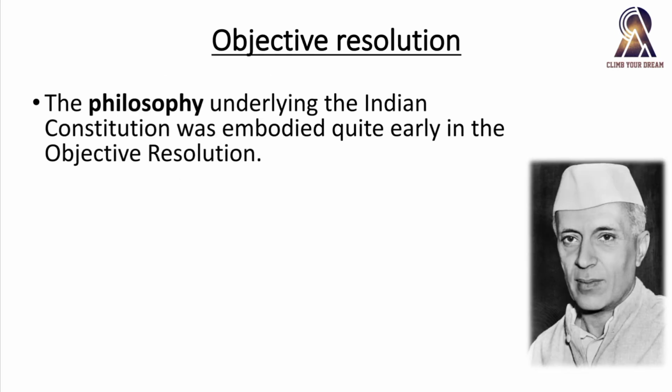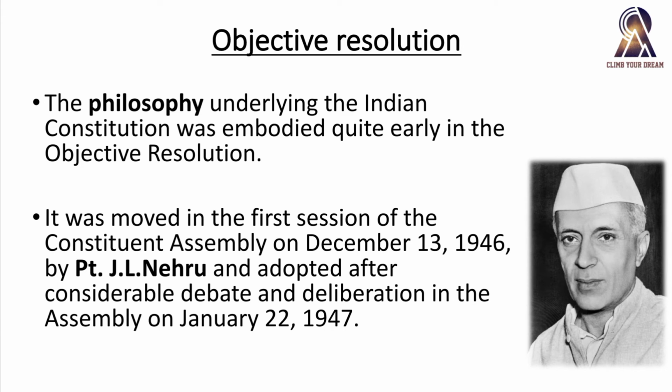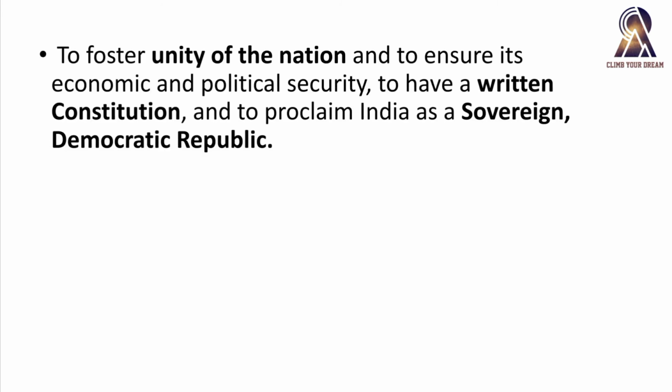The philosophical underlining of Indian Constitution was already set out by objective resolution. It was first moved in Constituent Assembly on December 13, 1946 by Pandit Jawaharlal Nehru, which was then debated and deliberated and got a shape. Some of the visions that objective resolution had were that they wanted the constitution to foster unity of the nation and should have a written constitution, and the country should be a sovereign democratic republic.